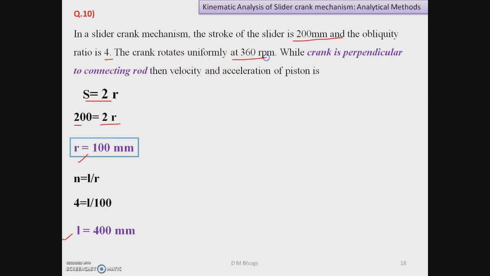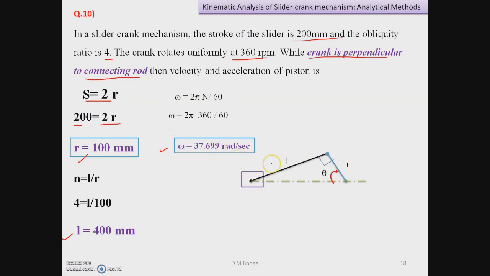The crank speed is 360 rpm. So crank speed in radian per second is omega equals 2 pi N upon 60, which gives 37.699 radian per second. Now the condition of problem is that crank is perpendicular to the connecting rod. So the configuration diagram is like this. Crank R is perpendicular to connecting rod L. So angle between L and R is 90 degrees.